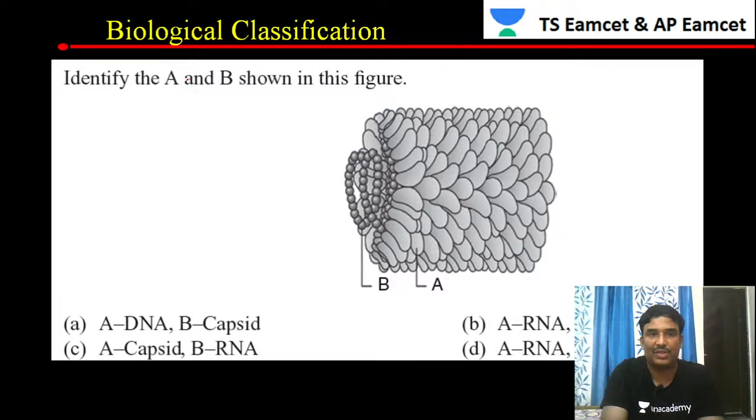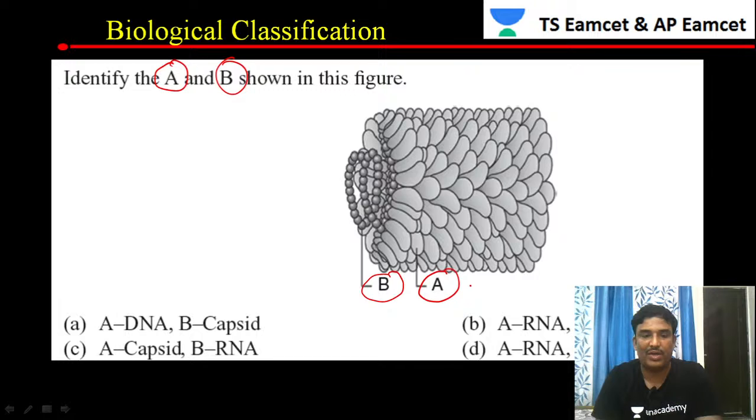Now we see this diagrammatic question. Identify A and B in this question. This is A and this is B. What is the answer, students? What is A and what is B here? What type of virus is this one, students? Can you name this virus? Yes, Komla, can you answer this question? What is this virus?